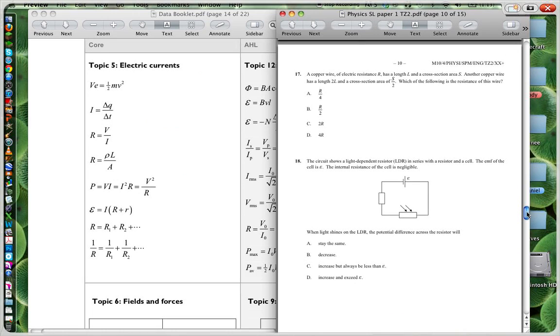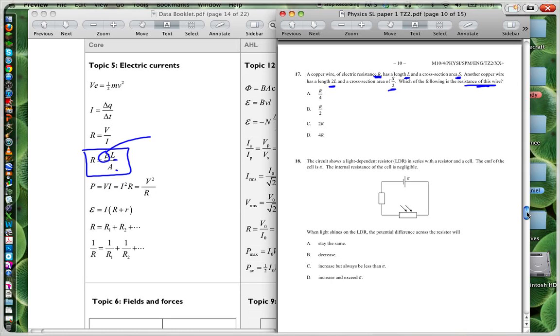Here it says a copper wire of electrical resistance R has length L and cross-sectional area S. Another copper wire has length 2L and cross-sectional area S over 2. Which of the following is the resistance of this wire? Okay, so which formula are we looking for? Well, we're going to be using this, where we've got our resistance and the resistivity, and because it's copper, this would be the same for both.